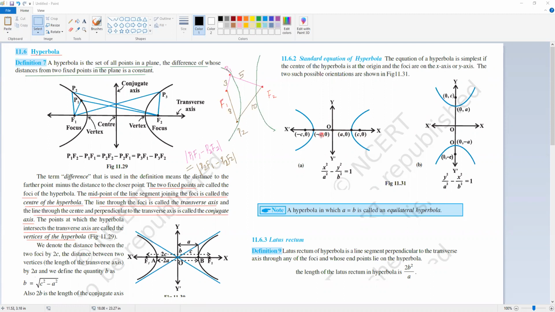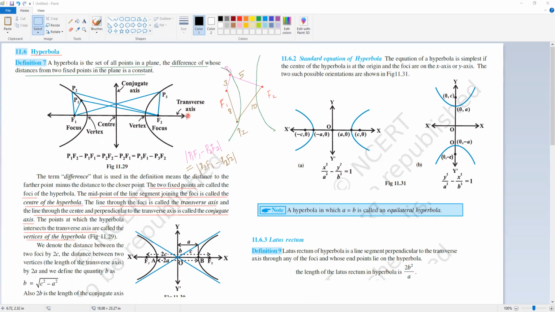The conjugate axis length will come out like this. The distance from the vertex to the origin, center to vertex, that is your a, so the transverse axis length is 2a. And the conjugate axis length is 2b, so from here b units up and b units down. OK, so the only difference is transverse axis and conjugate axis.